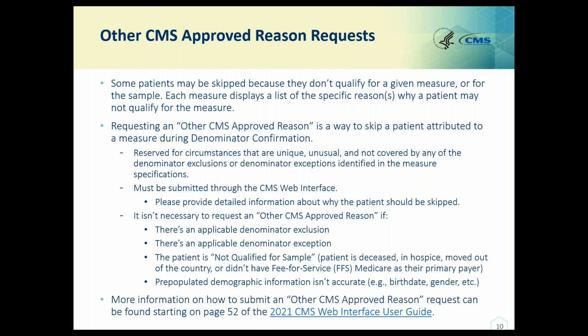It will also be skipped if the pre-populated demographic information isn't accurate, for example, a birth date or gender as it relates to Prev 5. For more information on how to submit an other CMS approved reason request, we suggest that you view page 52 in the 2021 CMS Web Interface User Guide.